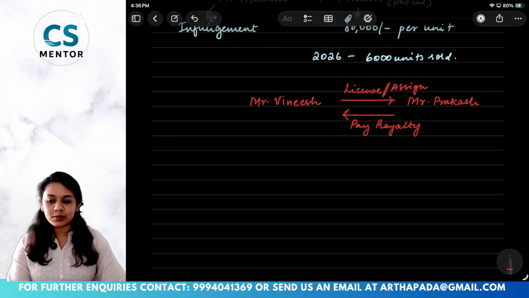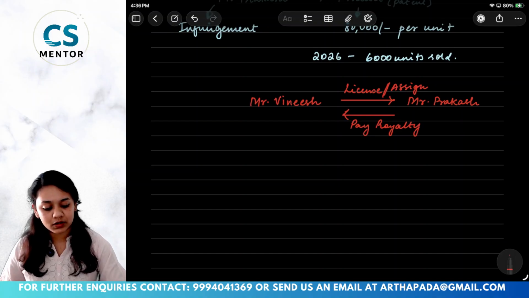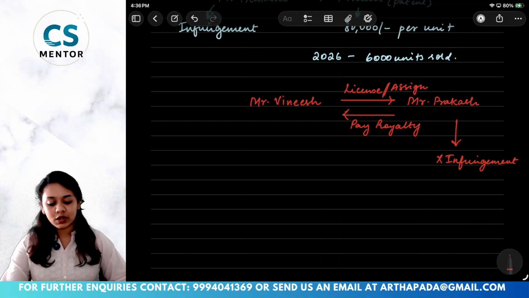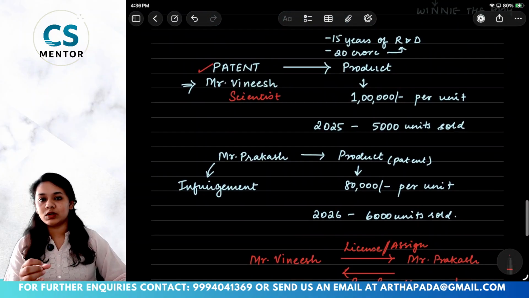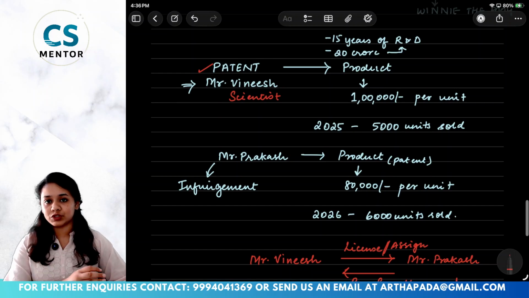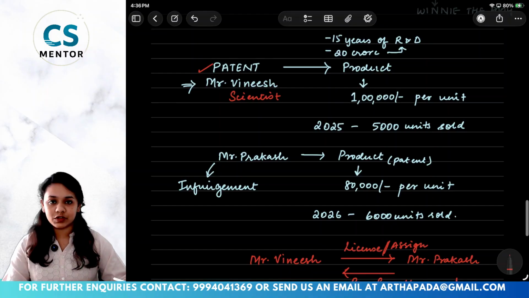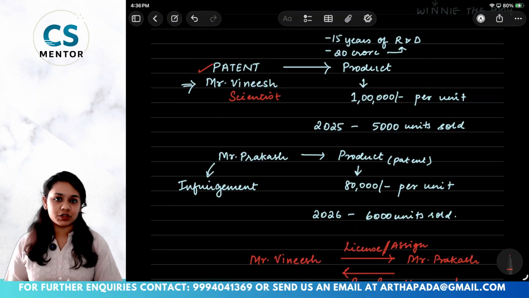Then, accordingly, Mr. Prakash can now give a royalty to Mr. Vinish, and this way, Mr. Prakash is not infringing the patent. There is no infringement. So now, can you understand what we mean by the word infringement and not infringement? When it is authorized by the patent holder, it is not infringement, but where it is unauthorized by the patent holder, it is infringement.